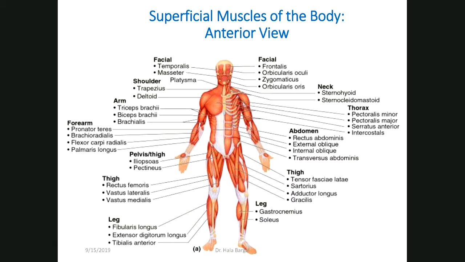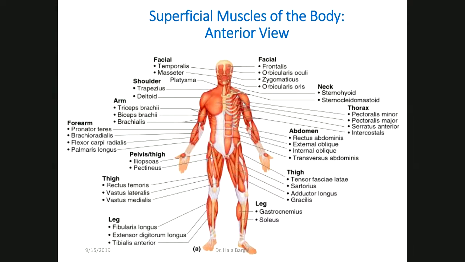Then fibularis longus. It is named after its anatomical position and its length. Extensor digitorum longus means the muscle which extends the toes. Tibialis anterior means the muscle which is located over the anterior surface of the tibia. Adductor longus. This muscle is named after its action and length. Gracilis, this muscle is named after its shape.